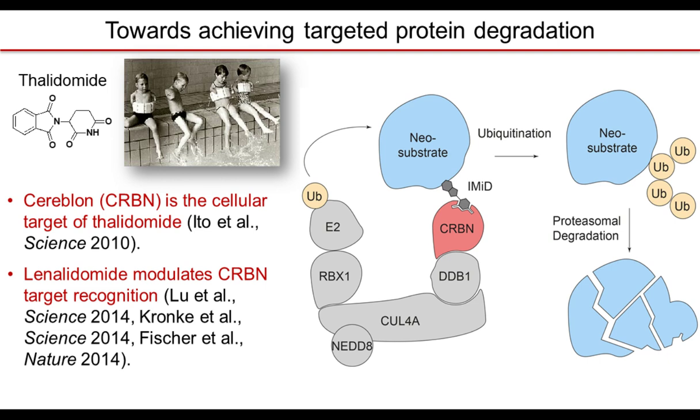A major breakthrough came back in 2010 when Hiroshi Handa's lab demonstrated that the cellular target of thalidomide is actually this protein known as cereblon, or CRBN. What the Handa lab showed was that this IMiD could actually bind to cereblon, which is an E3 ubiquitin ligase that's part of the CUL4A complex that's depicted here.